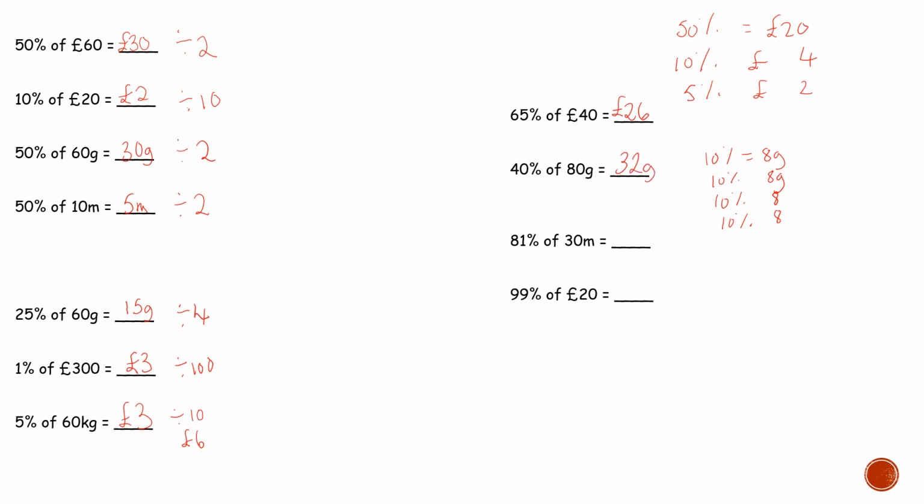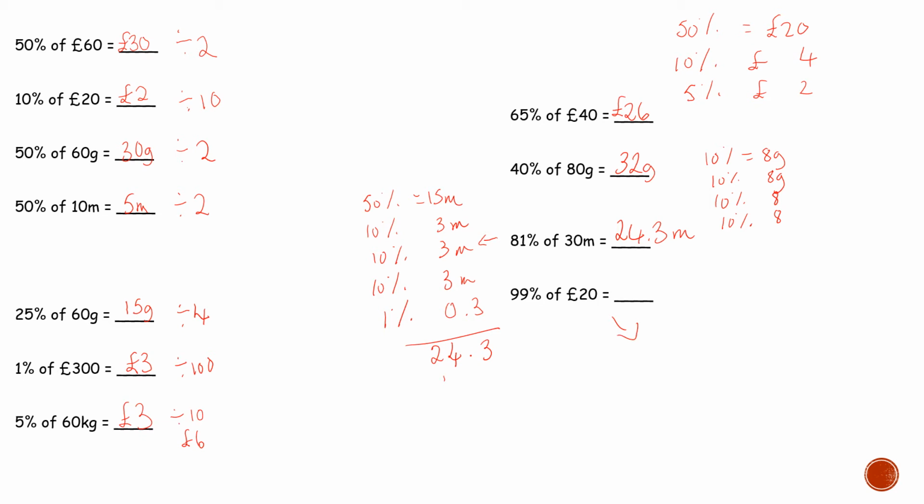Then I've got 81% of 30 metres. So we're going to start off with 50%, which is 15 metres. 10%, which is 3. I'm going to do another 2 of those. And finally, I'm after 1%. So 1%, I'm going to divide 30 by 100 to give me 0.3. And if I add all of that together, it's going to give me 24.3 metres.